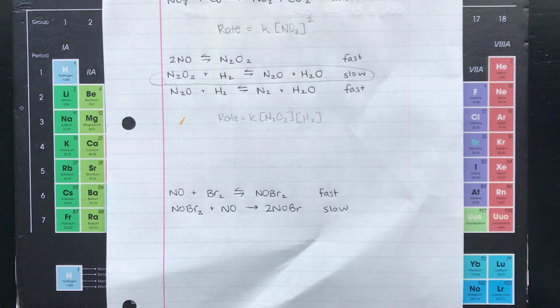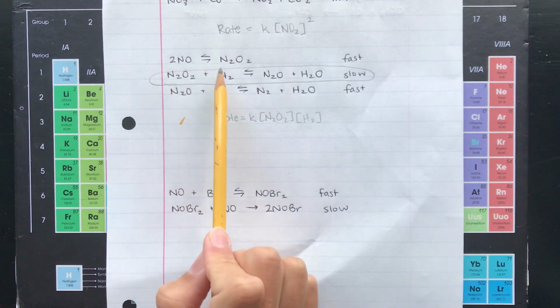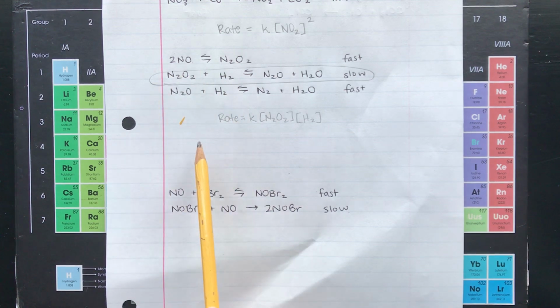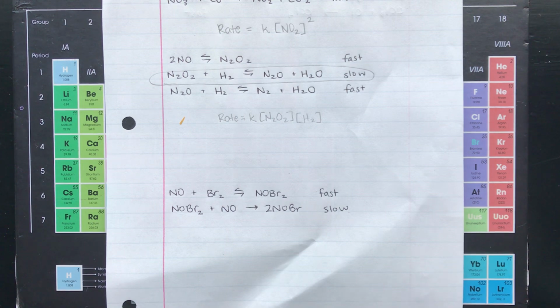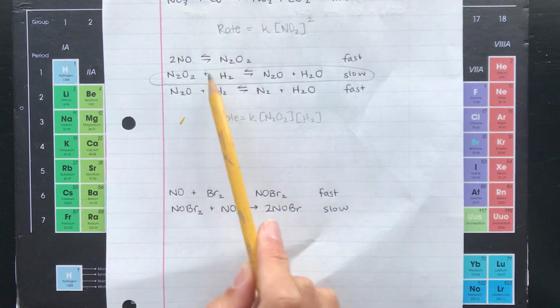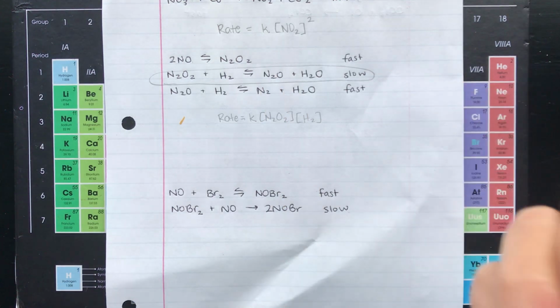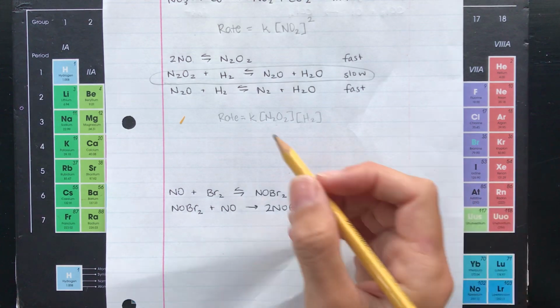Because if you're trying to control the rate of this reaction, you want to know what do you have to do to the reactants. And the only reactants are NO and H2 in the overall equation. N2O2 isn't something that the chemist can add to the reaction vessel because it's produced and then consumed. It's an intermediate. So if you can get rid of that, you want to.